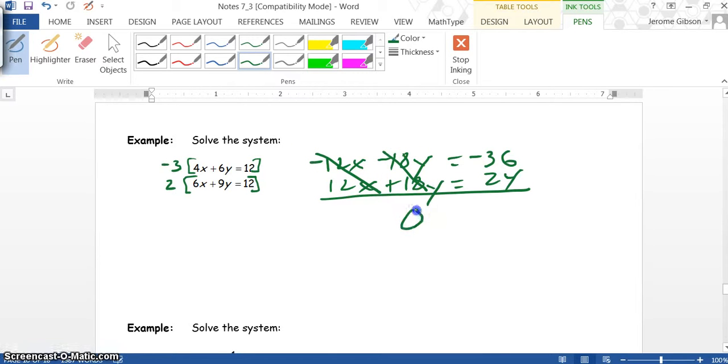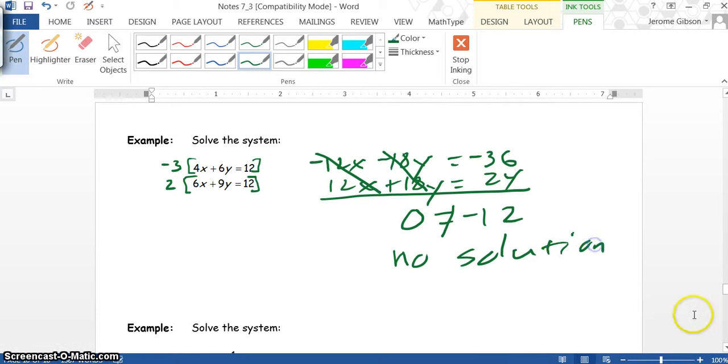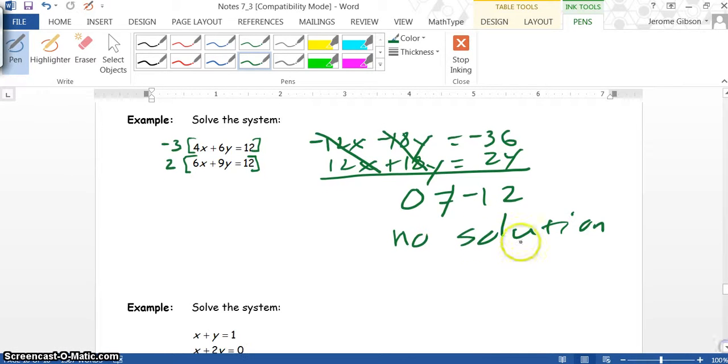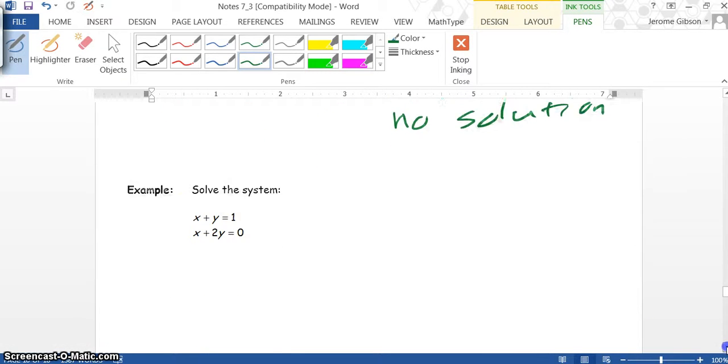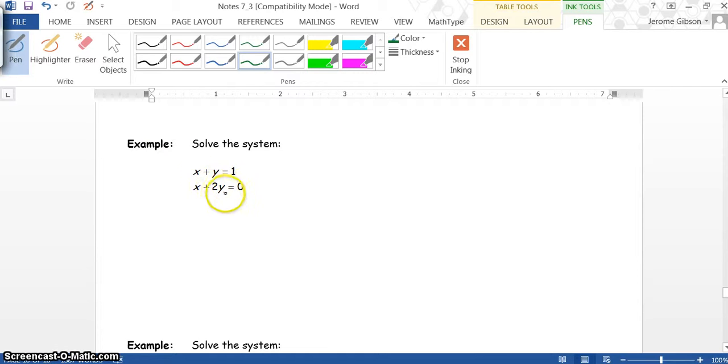All of these simplify out to 0, and it equals negative 36 plus 24, which is negative 12. Now, whenever you get a number equal to another number, and they're not the same number, that means they're parallel lines, so it's no solution. Again, if you end up with two numbers, no variables, and they do not equal each other, the answer is no solution.